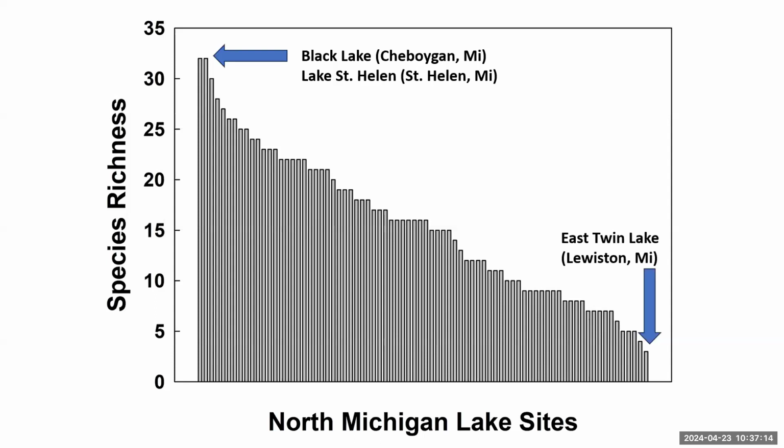East Twin Lake has a complex history of disturbance. There was a logging mill there. It has a long-term herbicide treatment plan. So all of that has probably influenced its richness patterns and abundance patterns. But you can see the average for all of Michigan's lakes, the mean species richness is about 15.5 species.